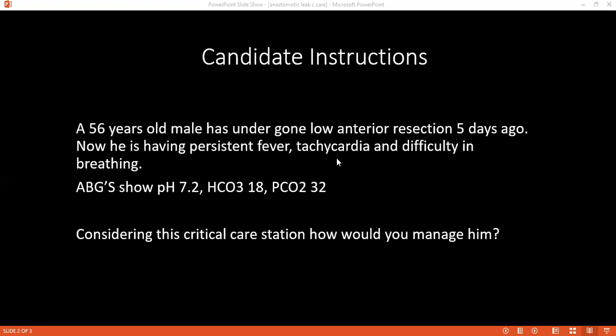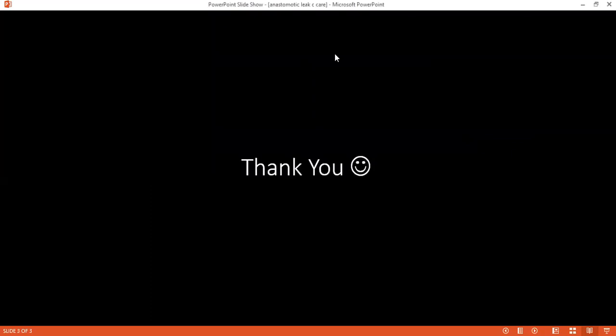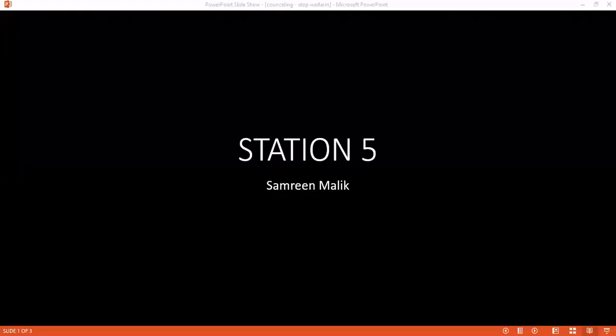Tachycardia, maybe the patient is suffering from tachycardia due to septic shock. So I will introduce IV fluid and IV antibiotics for correction of sepsis and shock, and monitor urine output. Maybe this is due to fever also. So if the sepsis is controlled and shock is corrected, this will be corrected, it will go by itself. Good, thank you.